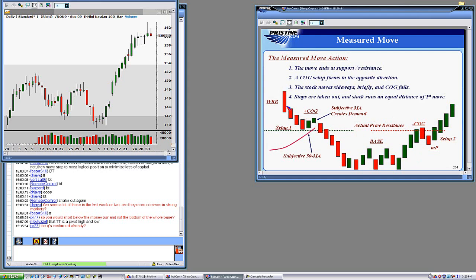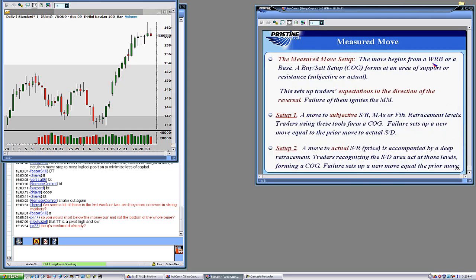Over here, buyers step up, but this was igniting a move down. Buyers step up at the 50 MA, look for a failure, and it sets up a measured move lower. This text slide explains what I just went through, and again, we're either looking from a wide range bar or a base, setting up at either a subjective reference point or a deep retracement to an actual reference point, meaning price.